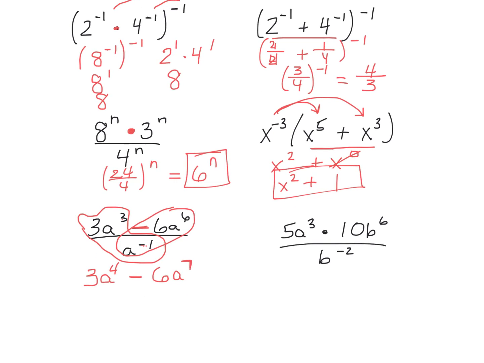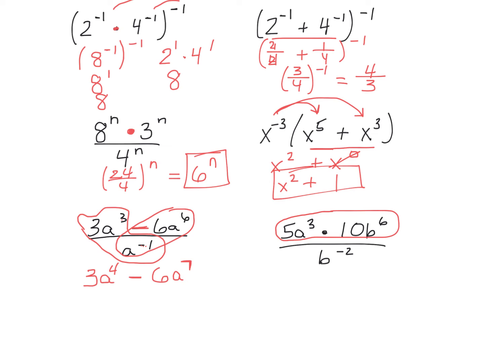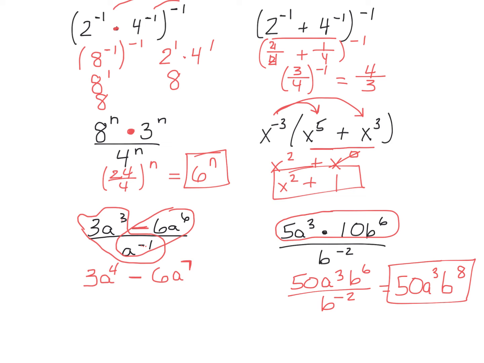This next example, you can see on the top here that I can multiply these. And I would get 50 a to the 3rd, b to the 6th. And then I'm dividing this by b to the negative 2. So I'd still have 50 a cubed, and then keep the base. 6 minus a minus 2 would be b to the 8th. So there's a couple more examples there. I'm going to give you a few on an assignment to do for today.